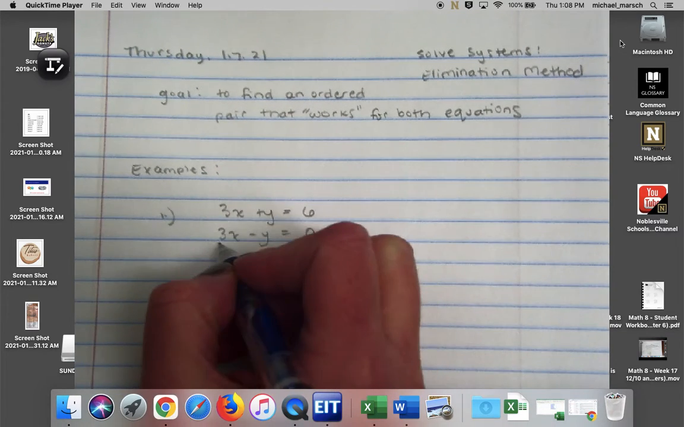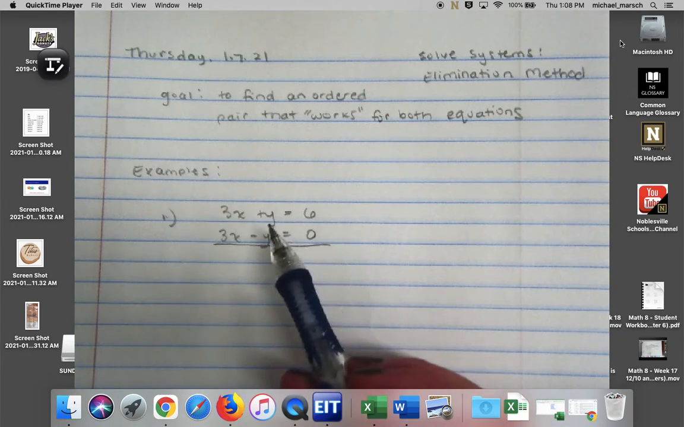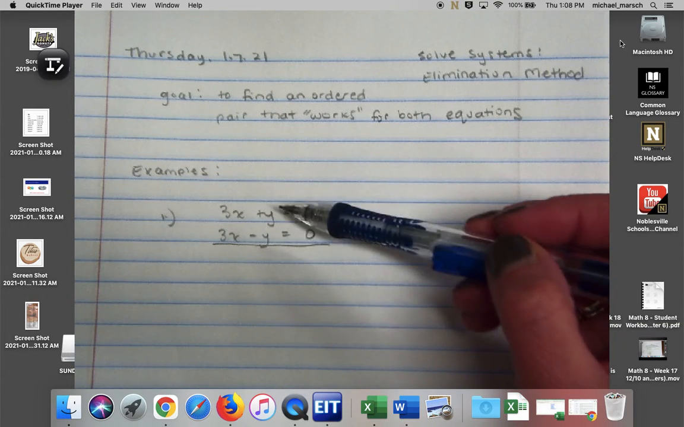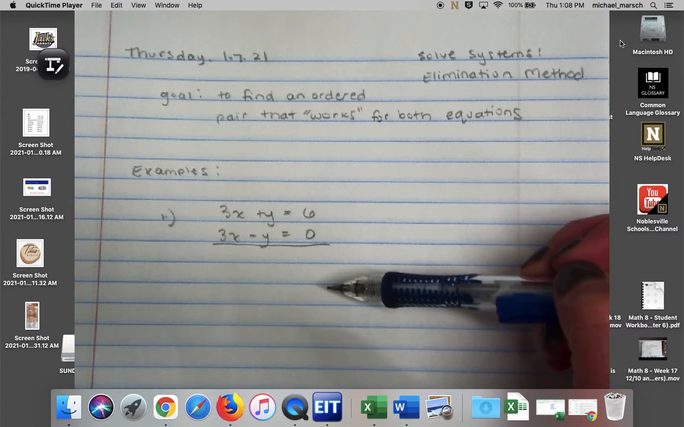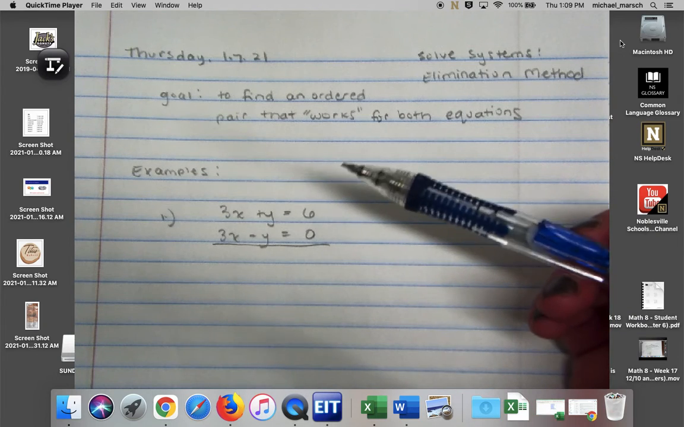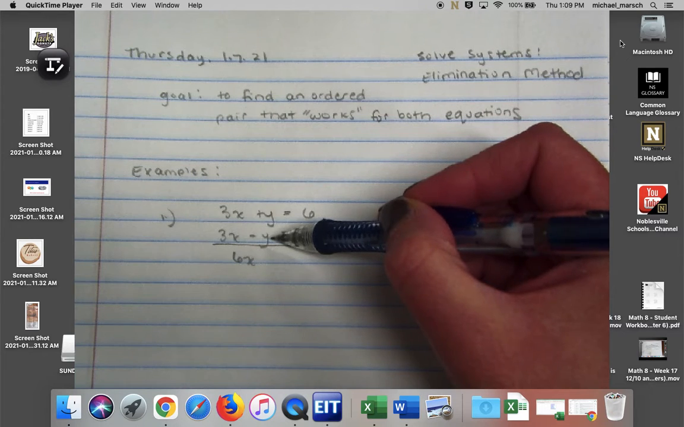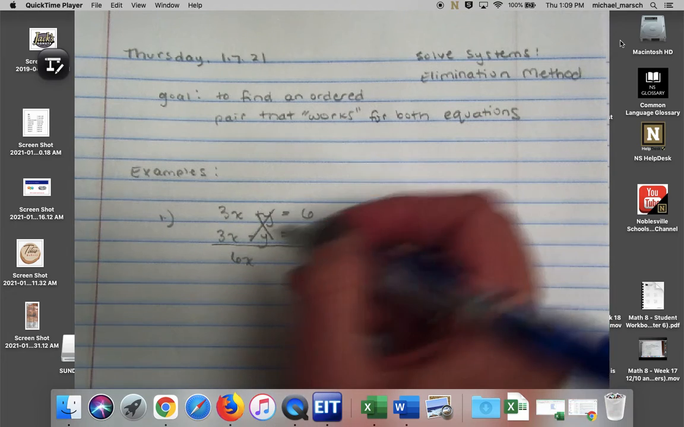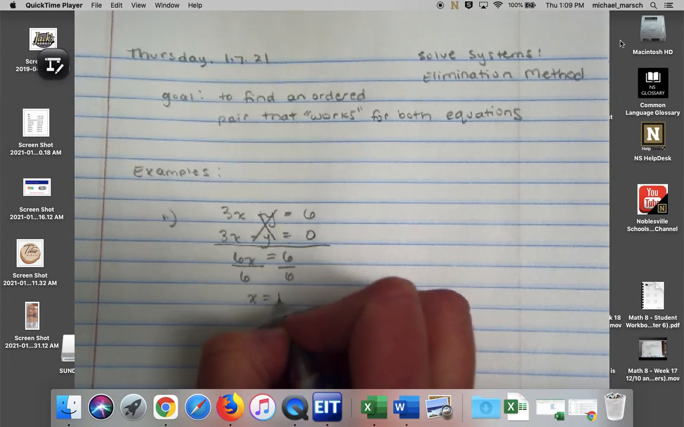Okay, I'm going to draw a line, as if I have an addition or subtraction problem. Notice that the x's are lined up, the y's are lined up, and our constants are lined up. Everybody see that? So I'm going to combine the terms. If I combine 3x and 3x, how many x's? 6. If I combine 1y and negative 1y, how many y's? 0. They're gone. They're eliminated. And then 6 and 0 gives me 6. So 6x equals 6, and x equals 1.